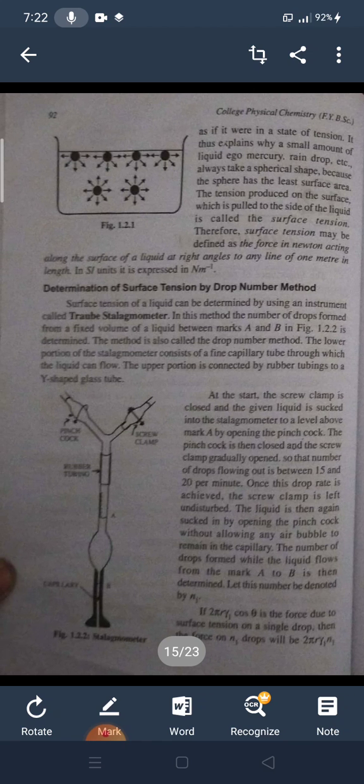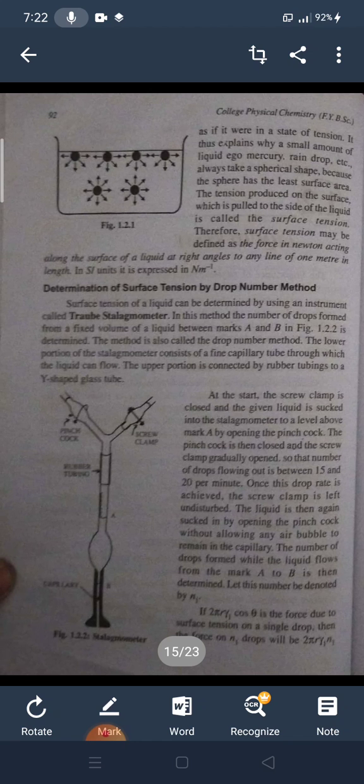Okay. Then, determination of the surface tension by the drop number method. Surface tension of a liquid can be determined using an instrument called Traube's stalagmometer. It may come for the MCQs: which instrument is used to determine the surface tension? That is a stalagmometer. In this method, the number of drops formed from a fixed volume of a liquid between marks A and B in the figure is determined. The method is called the drop number method.